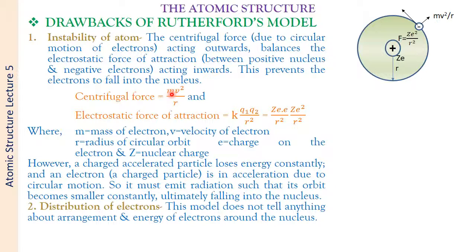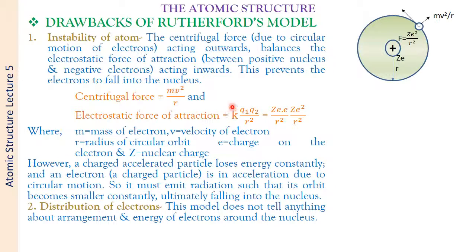M over here is the mass of the electron, v is the velocity of the electron, and r is the radius of the circular orbit. For the electrostatic force of attraction, Q1 and Q2 are the charges, and R square is the square of the distance between these two charges, and K is the proportionality constant.